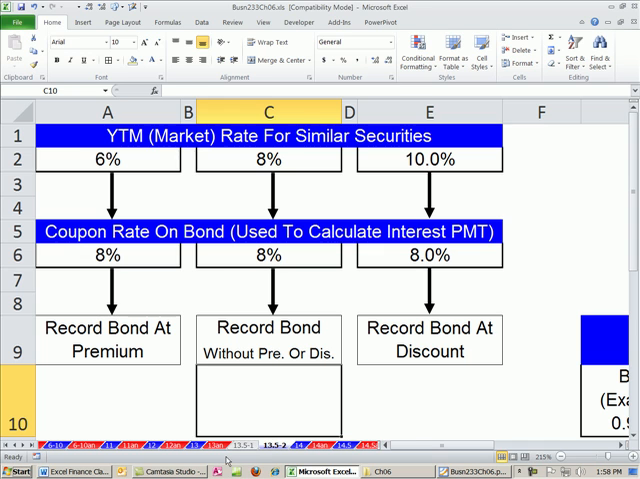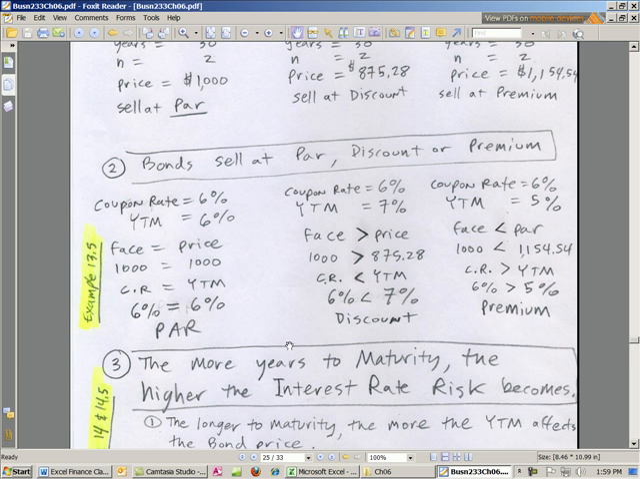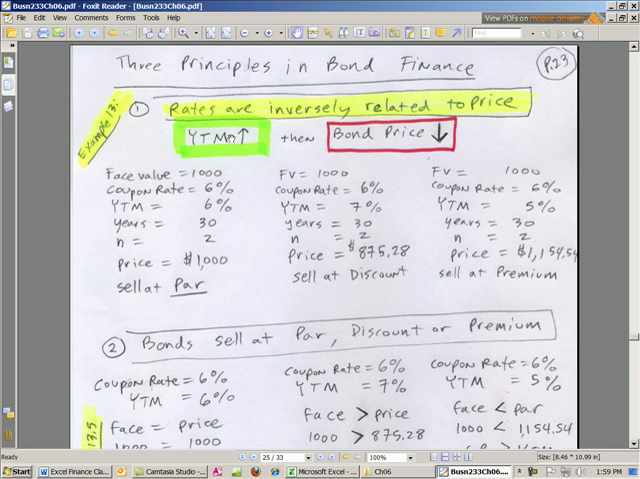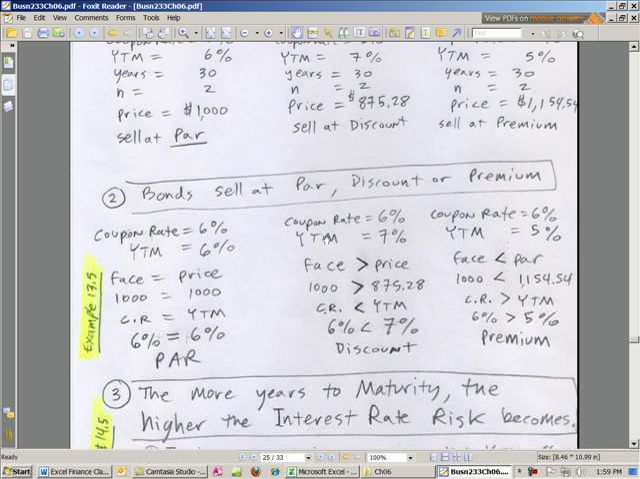Hey, in this video, last video we talked about how rates and prices for bonds are inversely related. That was our first principle of bond finance. Second principle of bond finance: bonds sell at par, discount, or premium. We talked a little bit about this, but let's talk about it in great detail here.